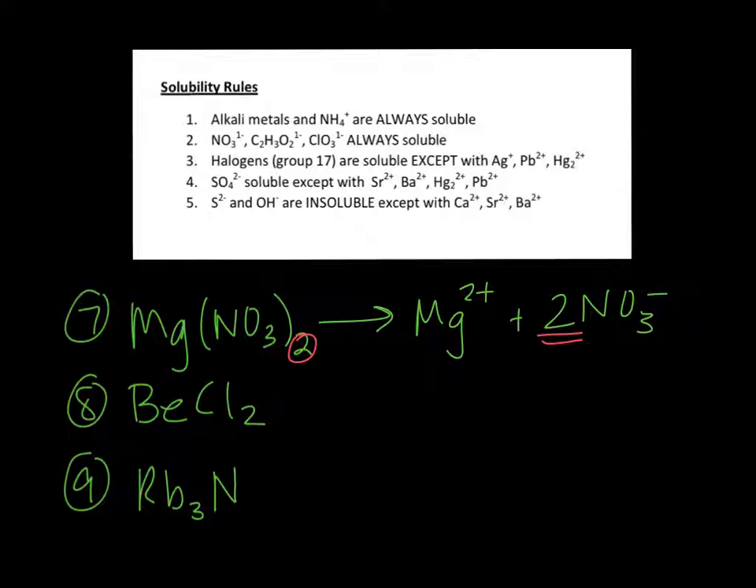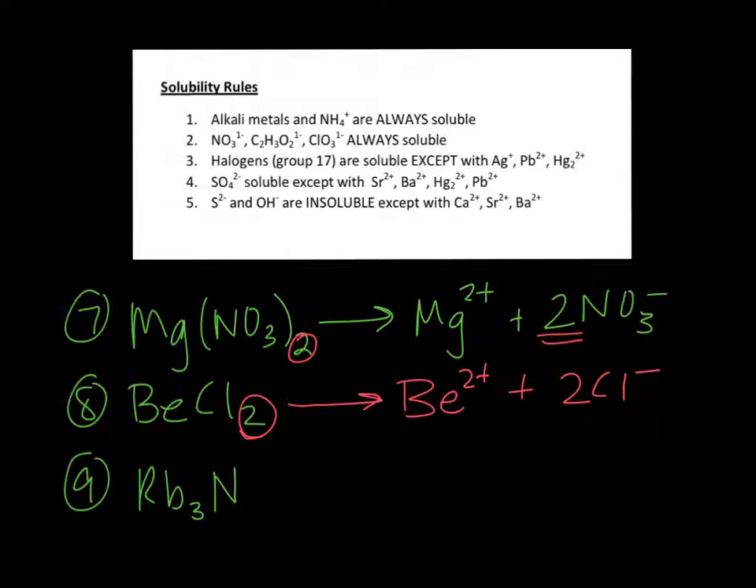All right, number 8, we've got beryllium chloride, and it says that chlorides, halogens, are soluble except when they're with silver, lead, or mercury. This is not silver, lead, or mercury, so this will dissolve. And it dissolves into beryllium 2+ and 2 chlorides because of this 2 right here. All right, and then the last one, we've got rubidium nitride. And even though nitride is not up here anywhere, rubidium is an alkali metal. And so it will dissolve. And we're going to get 3 rubidiums and 1 nitride.